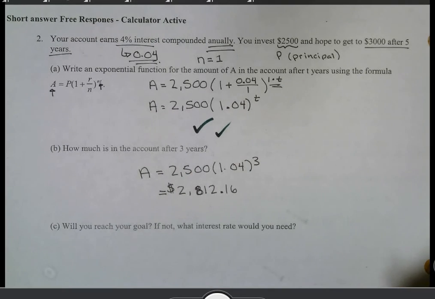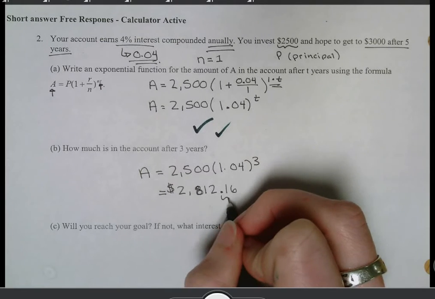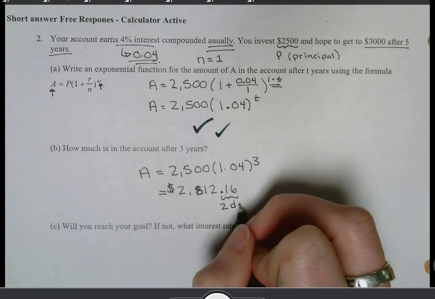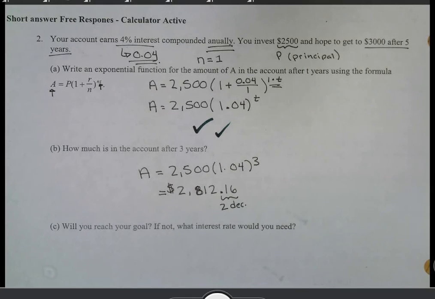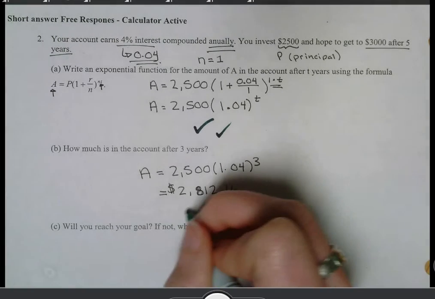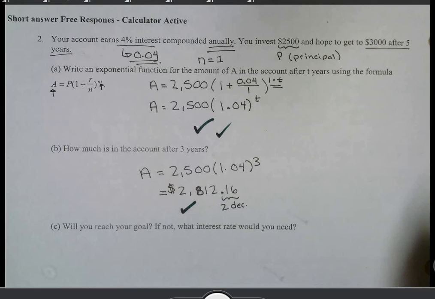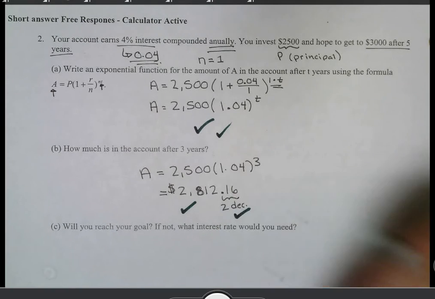Our units are important. When it's money, we're also only using 2 decimal places. So you get 2 points. 1 if your overall value is correct, the 2,812, and 1 if you have the correct number of decimal places here.